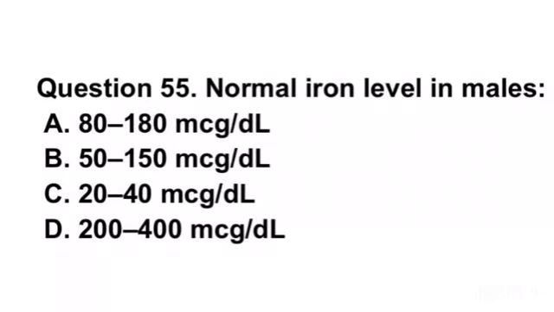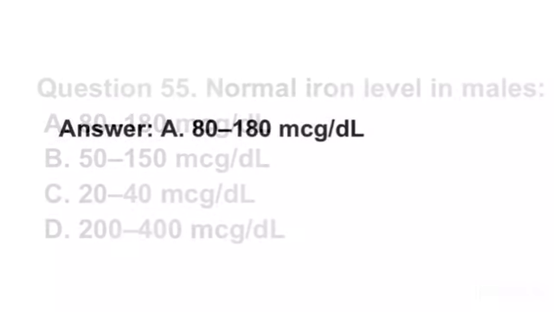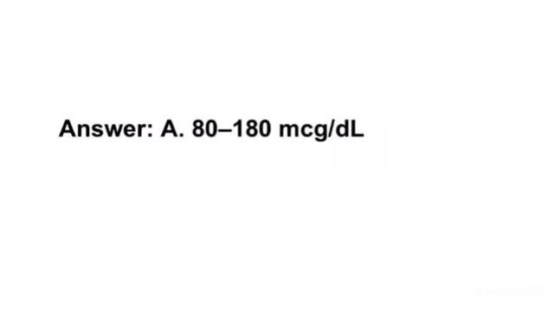Question 55. Normal iron level in males. A. 80 to 180 micrograms per deciliter. B. 50 to 150 micrograms per deciliter. C. 20 to 40 micrograms per deciliter. D. 200 to 400 micrograms per deciliter. Answer: A. 80 to 180 micrograms per deciliter.